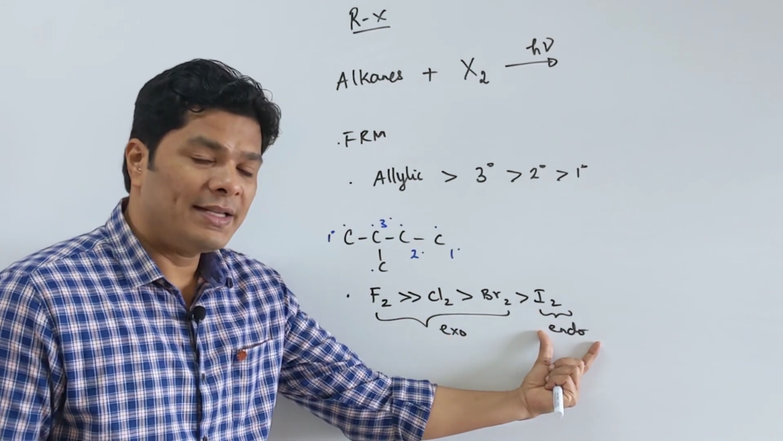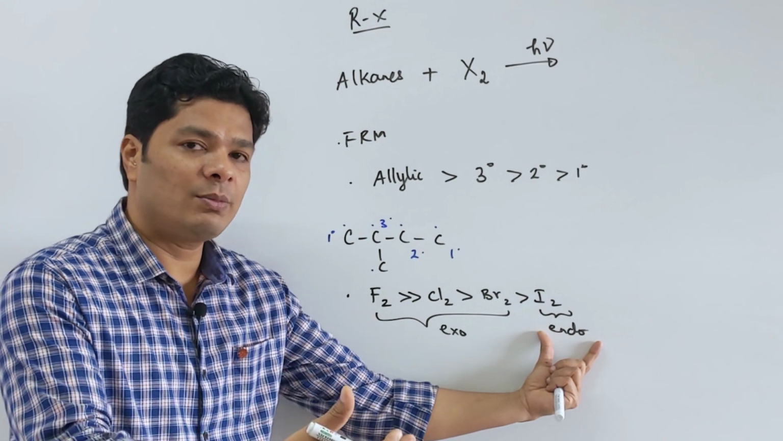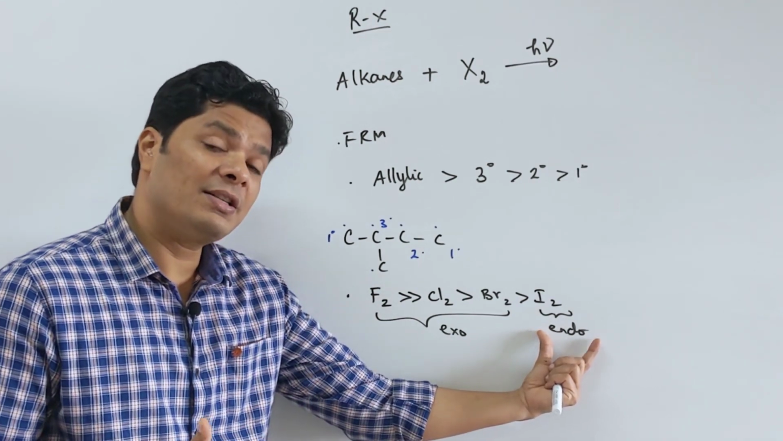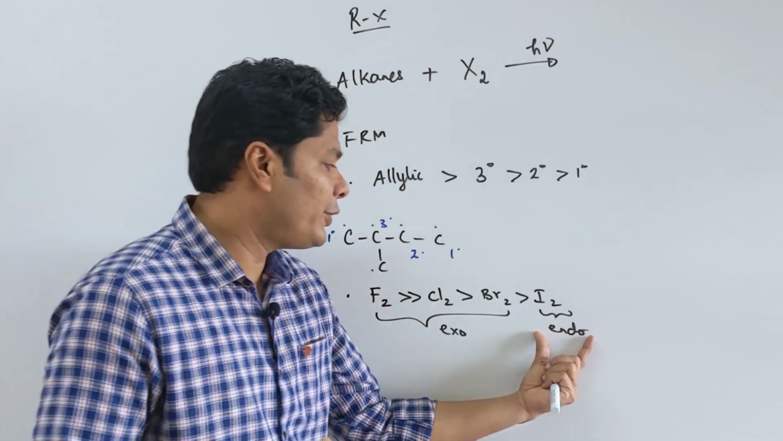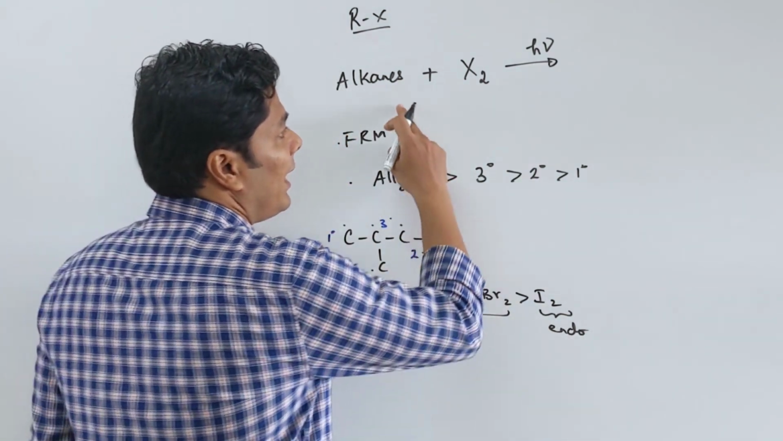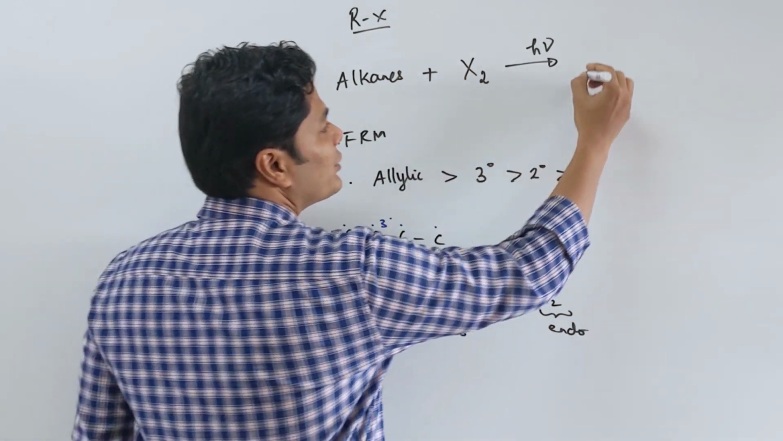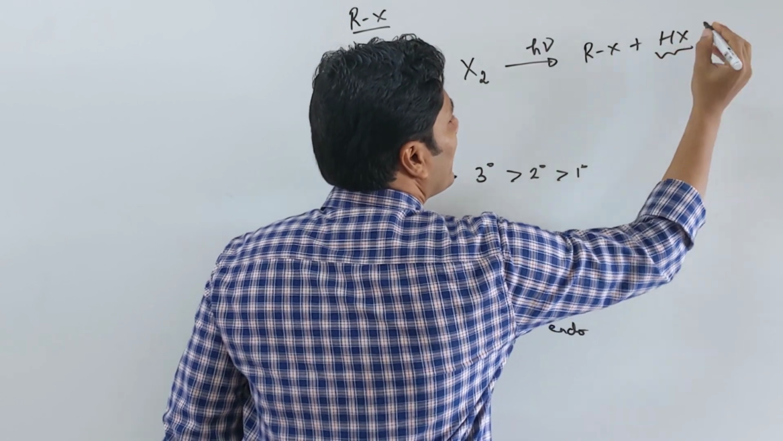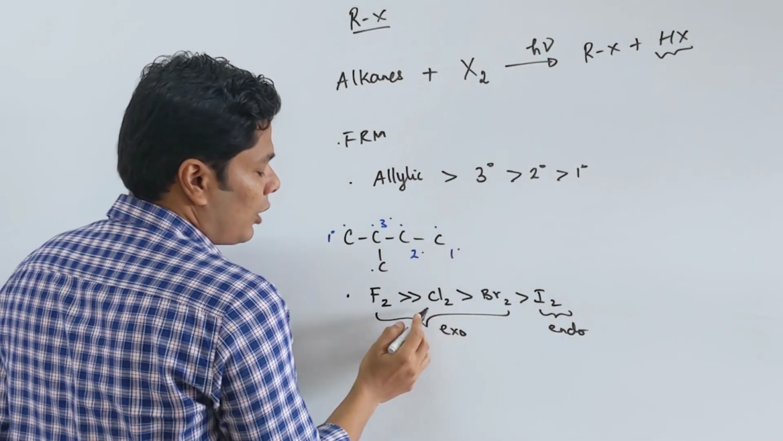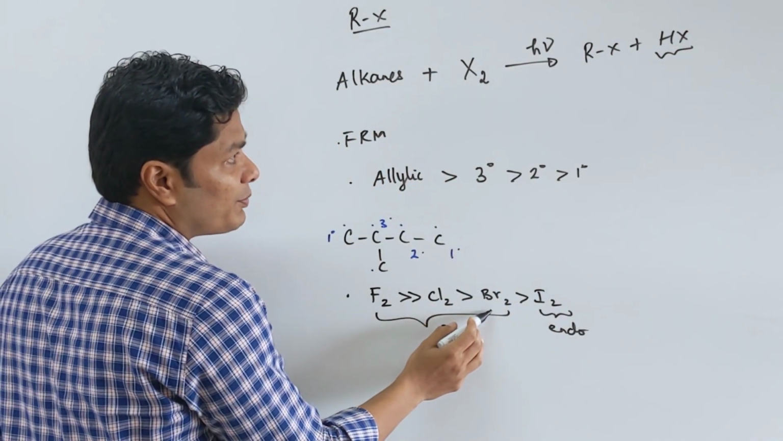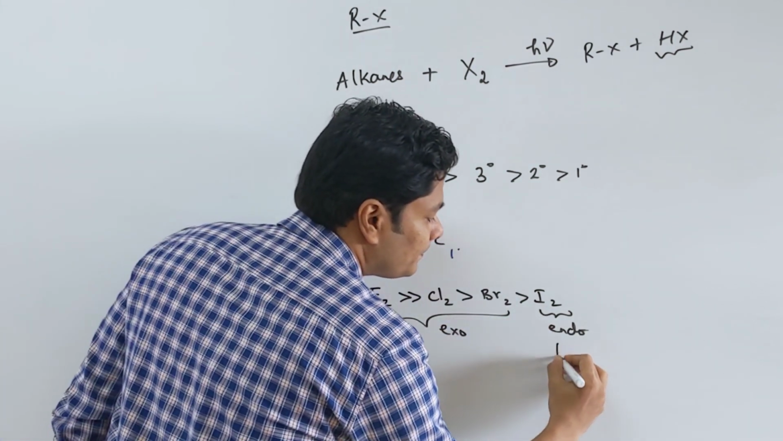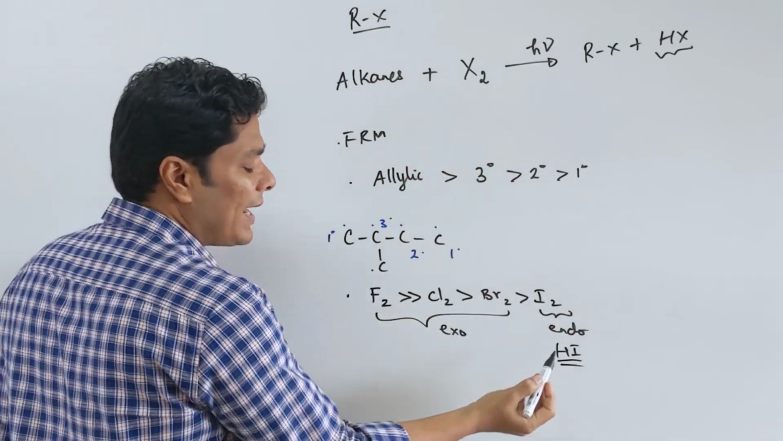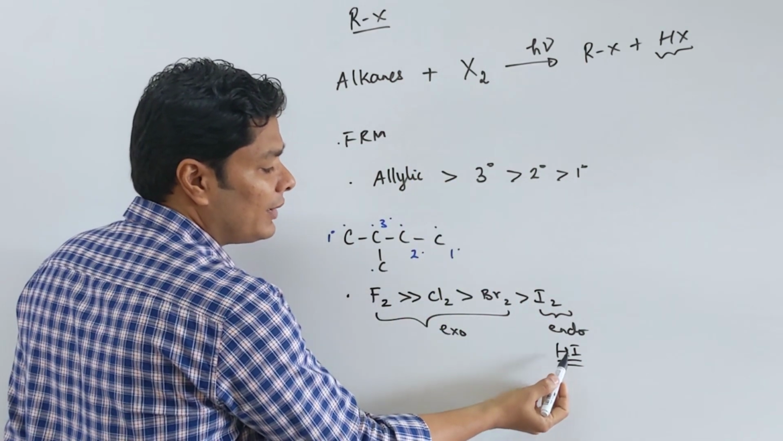Iodination can be done. It's a reversible process, endothermic reversible process. Endothermic is not a big deal. I can take care of the thermodynamic side, but it's a reversible process. So what you need to do, when you look at this, alkanes plus X2 is going to give you RX plus HX. This, in terms of chlorination is HCl, bromination HBr, iodination HI. So if it's a reversible process, it will go back. If I can handle a way to use up this HI, then it's going to be easy.